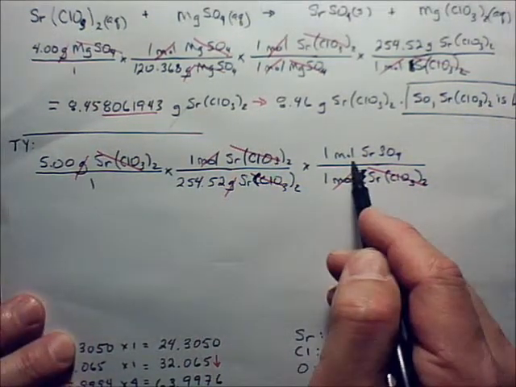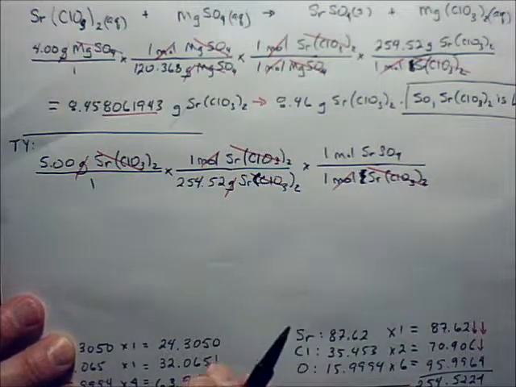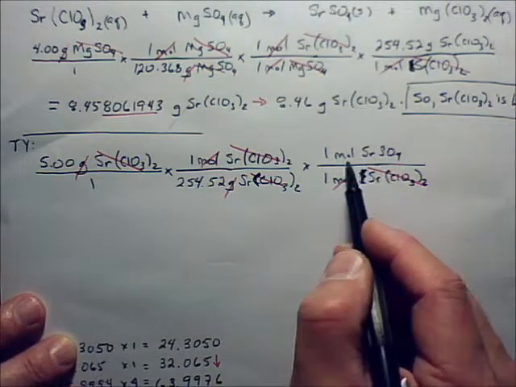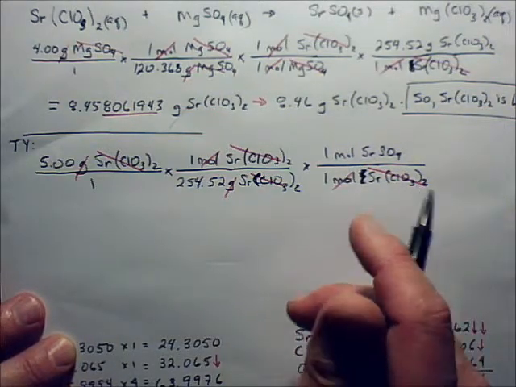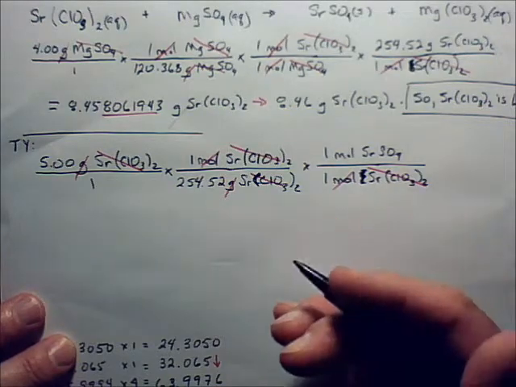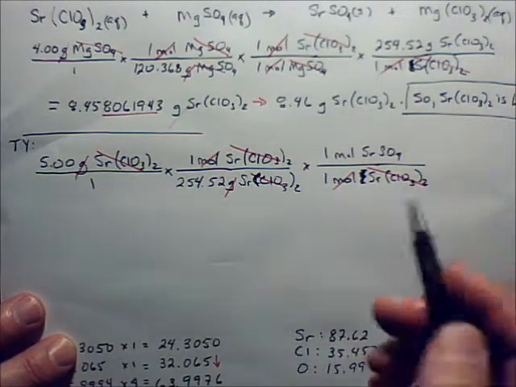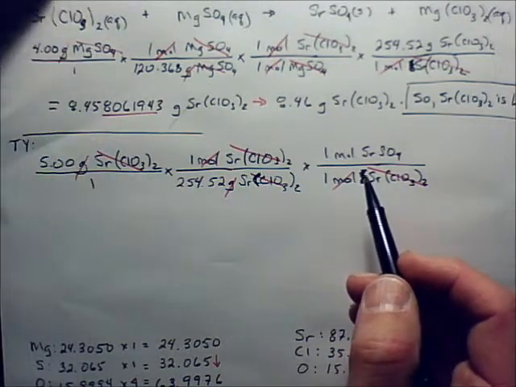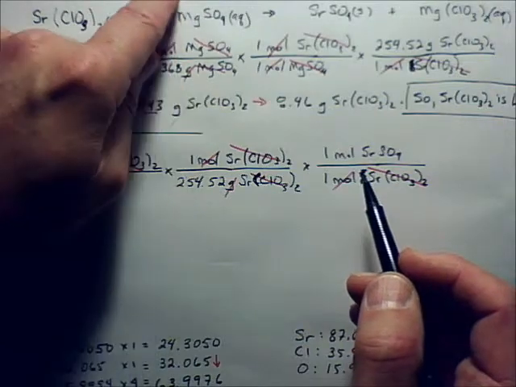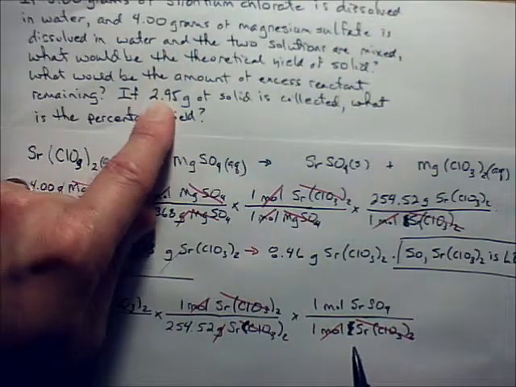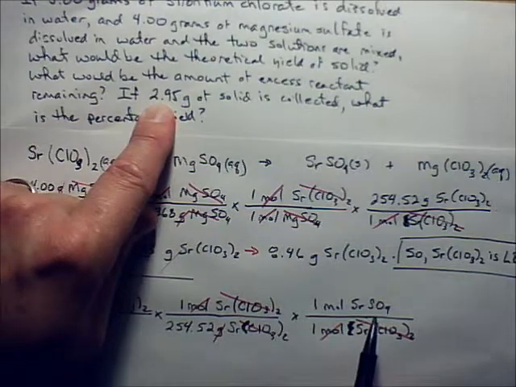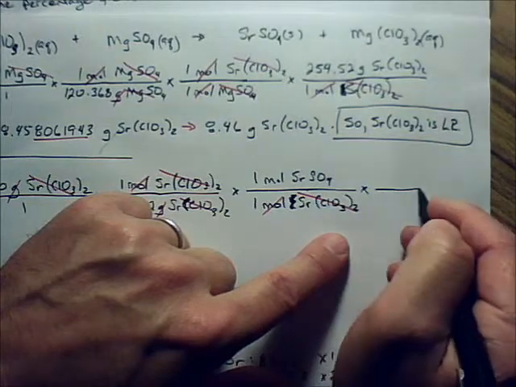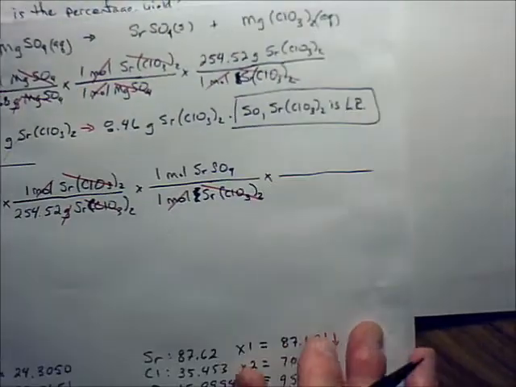Now that we've reached the point where we have moles of strontium sulfate, this is actually an amount. Technically this is an SI unit for the amount of substance. But we can't measure moles. We have to put it in grams or volume or something to be able to measure it. So we're going to change that into mass. And besides, in order to do a percent yield, since we have this amount of solid collected in our problem, 2.95 grams, we've got to convert this to grams. So I have to have another ratio here.